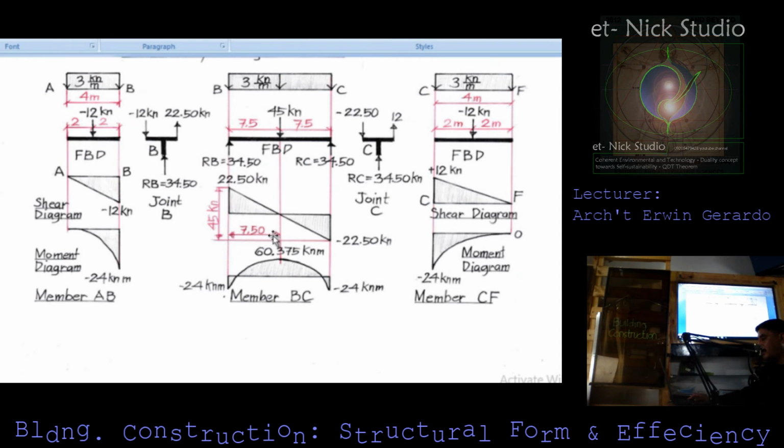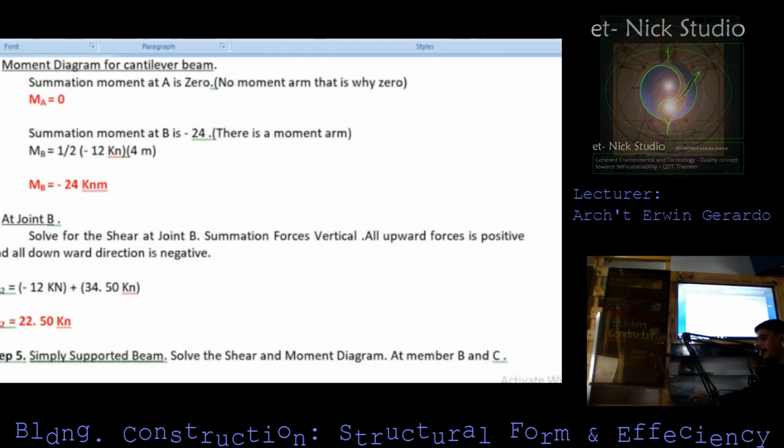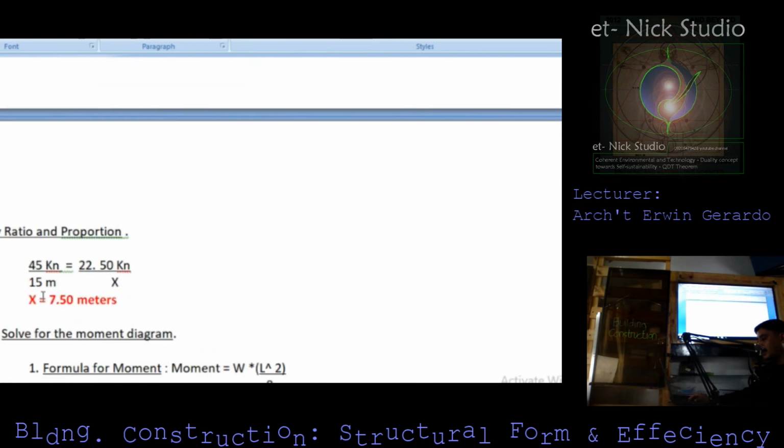You're able to solve for the median of this triangle by ratio and proportion. Meaning you need to set up the ratio of 45 kilonewton to 15 meters. Then here we have a ratio of 22.5. Just presume this one to be x. Then you can already solve the value, which is actually 7.5. So now this is the solution, how we are able to arrive at this ratio.